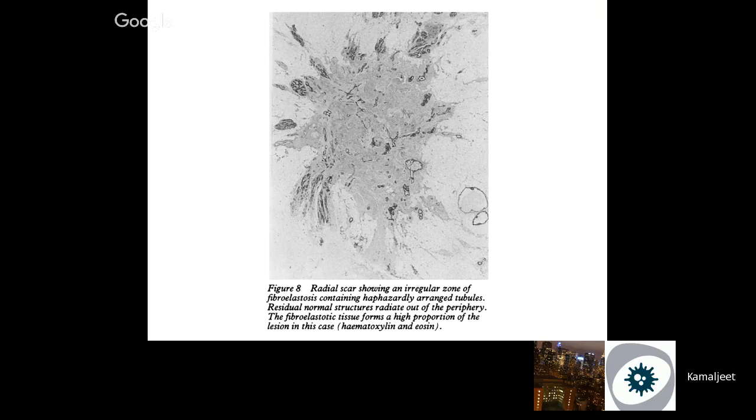And this is a black and white picture. I like this picture, so I have to put it. So it's a radial scar, and what makes it a radial scar is this central fibroelastosis, which contains haphazardly arranged tubular structures, and everything else sort of radiates out from the central structure. So this group of findings together, in this particular configuration, makes it a radial scar.